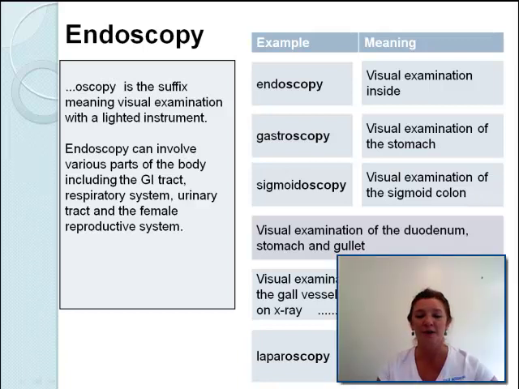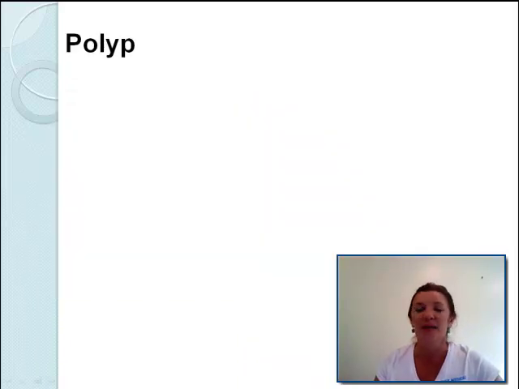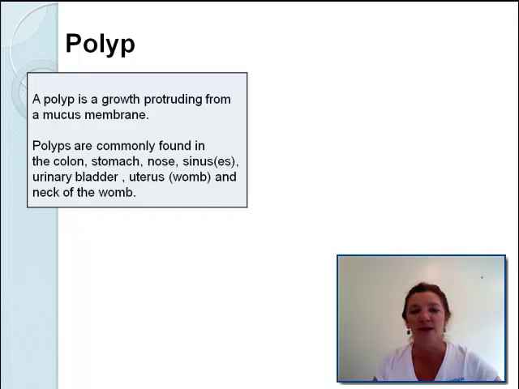When the doctor or nurse is performing a gastroscopy or a sigmoidoscopy or a colonoscopy, one of the things they may come across is something called a polyp. Let's look at what a polyp is. A polyp is a growth protruding from a mucous membrane. Polyps are commonly found in the colon, the stomach, the nose, the sinuses, the bladder, the uterus or womb, and the neck of the womb, the cervix.